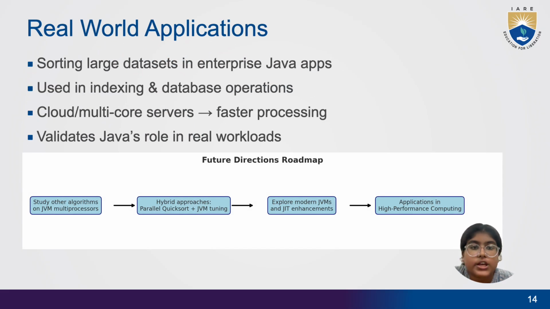Let's connect this to the real world. Sorting underpins countless applications, from database indexing to large-scale data analytics. If Java Quicksort is unexpectedly efficient on multiprocessors, enterprise applications written in Java would see faster performance without changing a single line of code. So, the implications aren't just academic, they affect how Java is perceived in the industry, not just as a convenient language, but as a surprisingly competitive one in terms of performance.